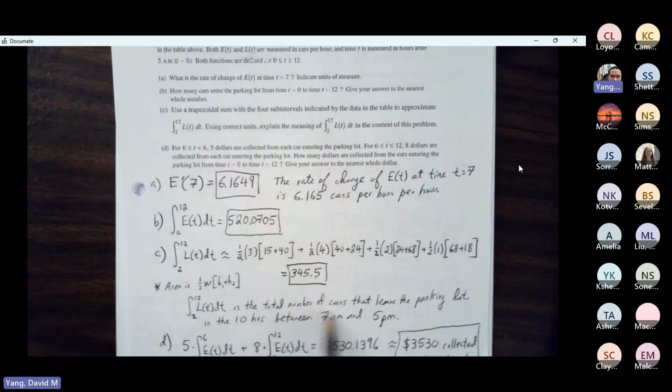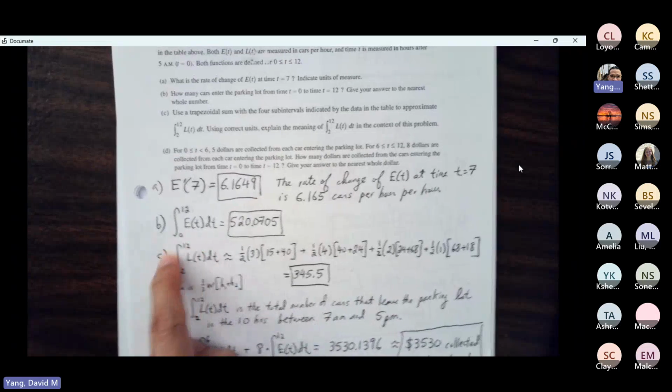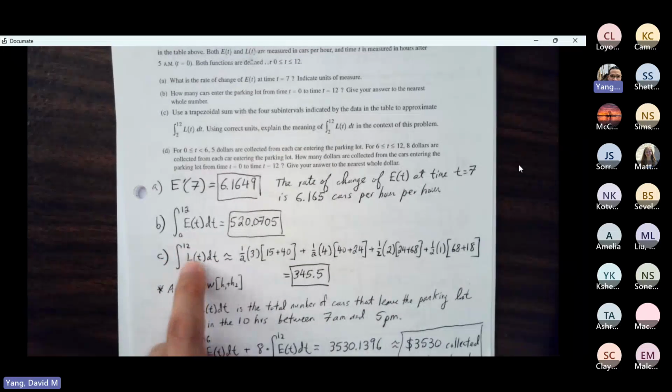And this represents the total number of cars that leave the parking lot in the 10 hours between 7 a.m. and 5 p.m. Now, L of T starts off as a rate, but the integral is going to change that unit. It's going to make that unit rise from cars per hour to the total number of cars.